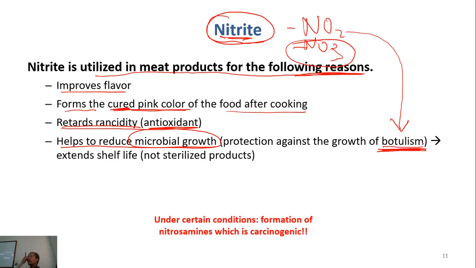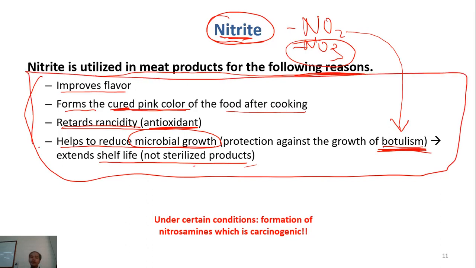It's a food poisoning caused by Clostridium botulinum. It's a toxin. A neurotoxin, very dangerous, that we have been talking about quite a lot in Vietnam in the last several months, right? And then it can extend the shelf life of the product, the shelf life of a non-sterilized product. But if you sterilize, you don't need nitrite, because if you sterilize properly, you already destroy Clostridium botulinum. So nitrite is very helpful, right?